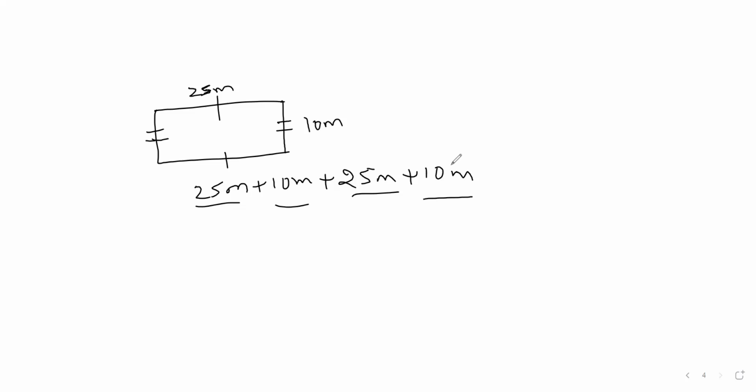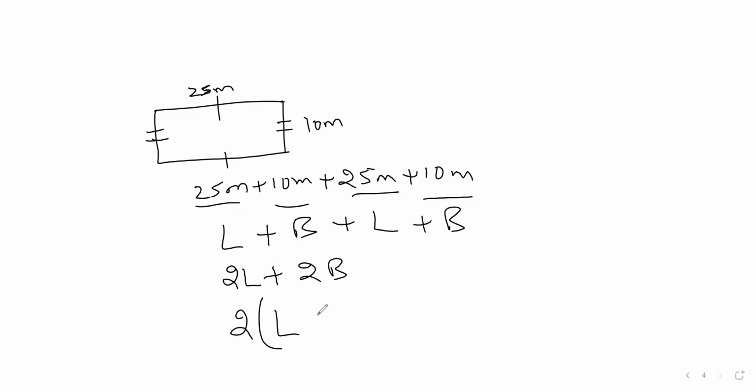Okay. So what is 25? This is length, right? So 25 is the length. Length plus breadth plus length plus breadth. So it is 2 times length plus 2 times breadth. We call it breadth or width, both are okay. So 2 is common. In bracket what will come? Length plus breadth. So this is how you get the formula for perimeter. Perimeter of a rectangle is 2 times of (length plus breadth). This is how you get the formula for perimeter of rectangle.